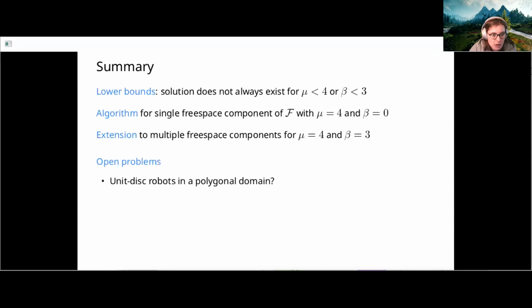And now again, let me list open problems, but okay, here it's going to be one. Now again, if we add holes to the polygonal domain, what happens then? Right? Can we make the other bounds a bit tighter?